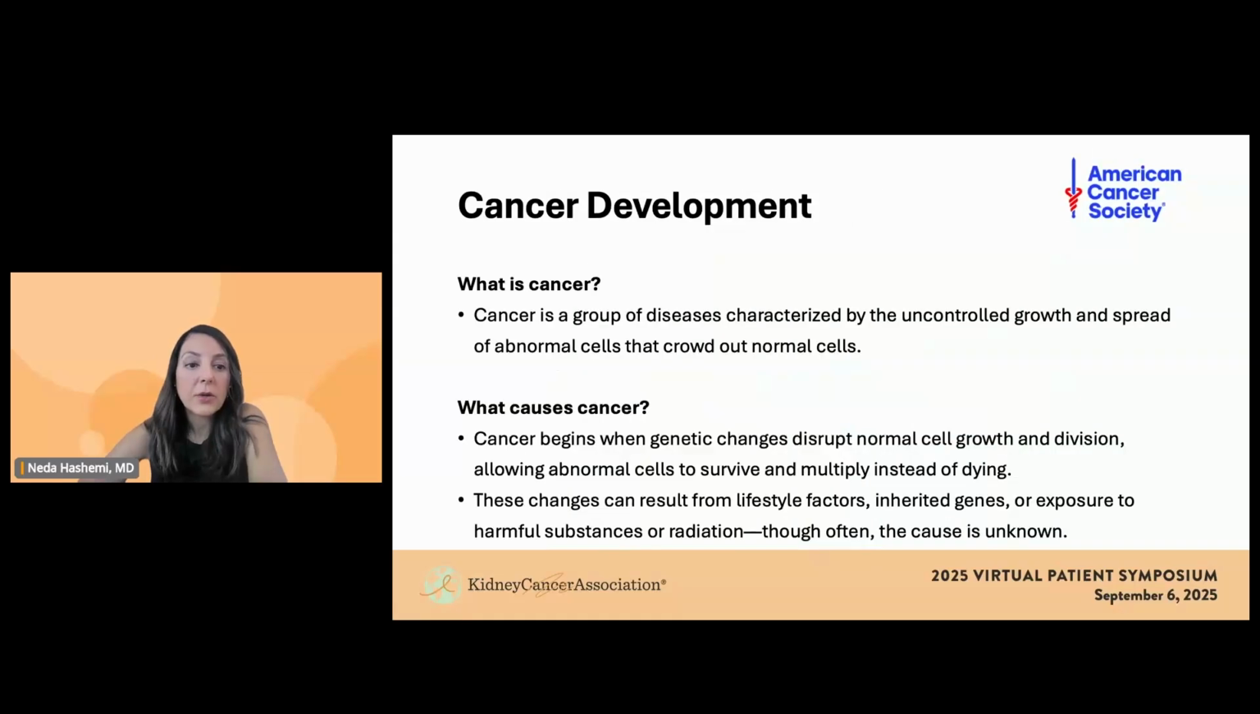So what is cancer? Before we start talking more about kidney cancer, what is cancer itself? Cancer is a group of diseases that is characterized by uncontrolled growth and spread of abnormal cells that take over normal cells in our body. So how does this happen? A lot of times cancer begins with gene changes that disrupt normal cell growth and division, allowing abnormal cells to survive and overtake the normal cells.